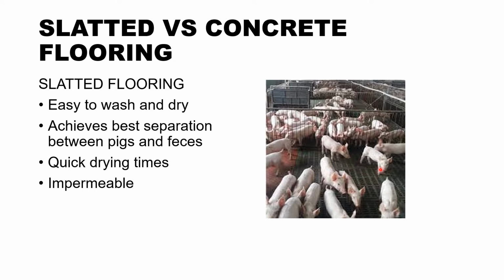So itong flooring na to, easier yung washing at saka easier yung separation ng urine at saka feces kasi slatted nga. Then quick drying since hindi siya yung concrete flooring na lahat ng surface area pwedeng mabasa. Dito sa slatted floor, because of the holes, kakaunti lang yung surface area na pwedeng mabasa. And at the same time, usually kasi itong mga slatted floor, it is made of plastic. Kaya easier or quick yung drying. Then impermeable, since this is made of plastic, mostly are made of plastic na tinatawag.